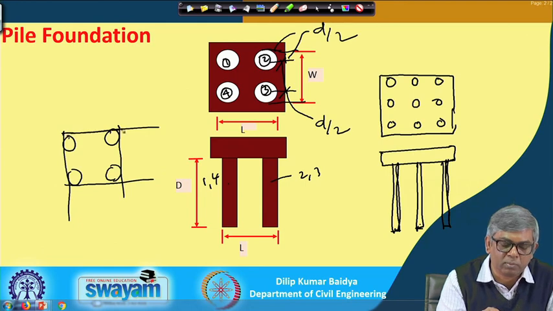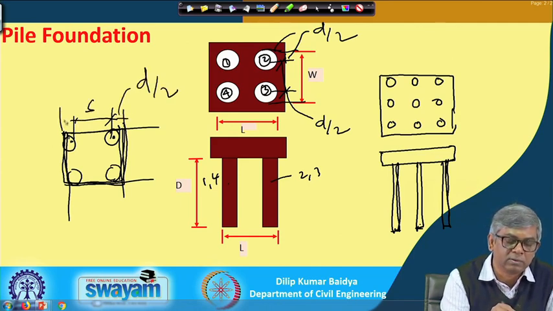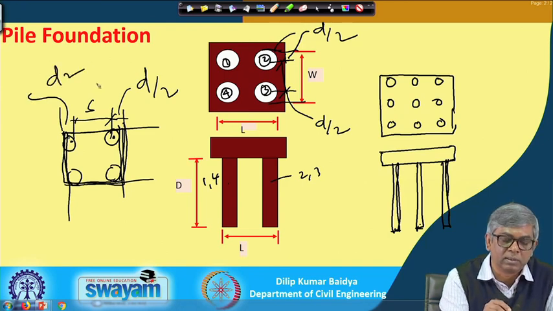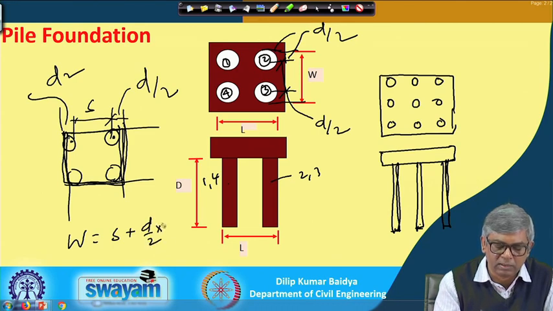So, that way this is the block I am getting, the dimension of the block or top dimension. So, what should be the dimension? If the center to center distance is S, then it will be d by 2 here and d by 2 here. So, this total distance W will be equal to S plus d by 2 multiplied by 2, that means S plus d.